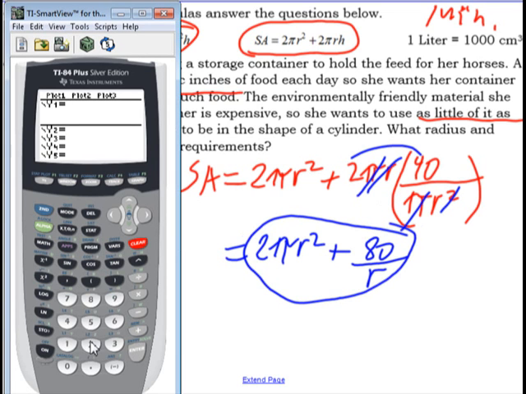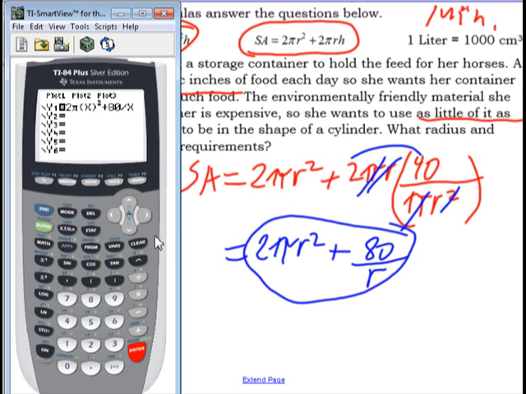So I'm going to put that in my y equals. So that's 2 pi times the radius squared. So that's x squared. I'm not sure why I put that in parentheses. That really wasn't necessary, but it doesn't hurt anything, plus 80 over x. Again, we're using x in place of r, just because your graphing calculator doesn't know any better. All right, so now I'm going to try to find the minimum value of that function.